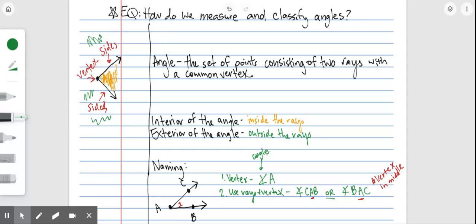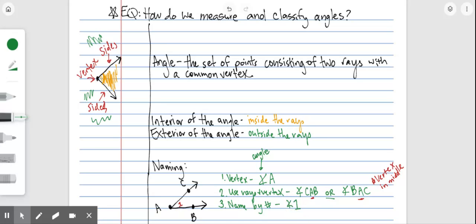Okay, and then the third way is if you have a number inside the angle, then you name it by the angle. Name by the number. So this one that I drew has a little 1 in there. Usually they make it a different color so that it's easy to see. So this one would be called angle 1.